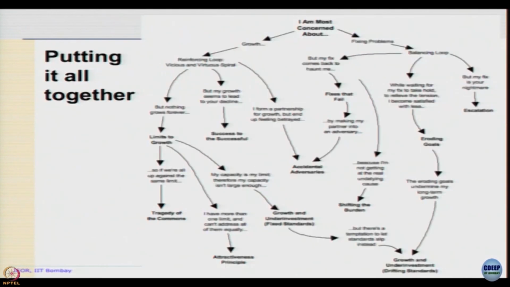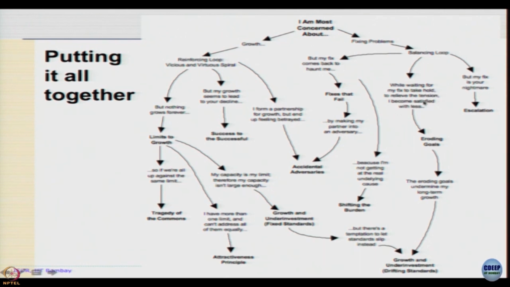But the interesting thing about it is people have actually put it all together in a nice flowchart kind of thing. For example, let us say, what are we concerned about, growth or fixing a problem? So, let us just pick one, say I am interested in fixing a problem. So, is there a balancing loop? Okay, what kind of balancing loop? My fix keeps coming back, or while waiting for my fix to take hold, to relieve the tension, I become satisfied with less, or my fix is your nightmare.